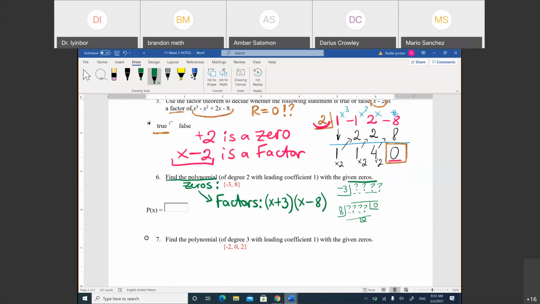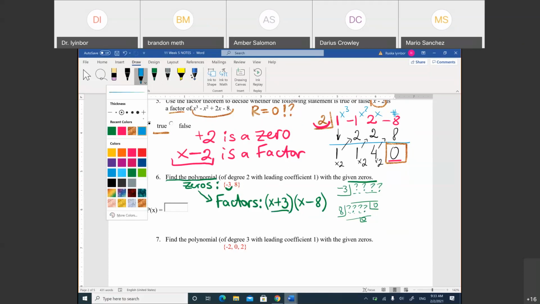2 is a zero, x minus 2 is a factor. Negative 3 is a zero, x plus 3 is the factor. You do the opposite. You put x next to the number and change the sign. If 8 is a zero, x minus 8, you switch the sign. You put x next to it and switch the sign.